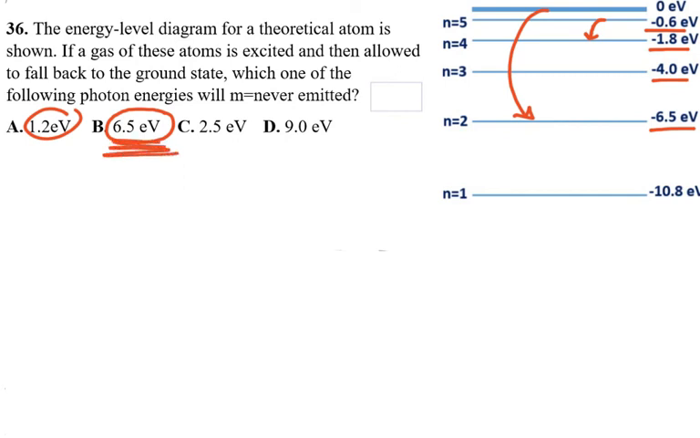So let's look at the other ones. 2.5: if the electron jumped from 4 to 6.5, the energy that would be emitted is 2.5, so that is possible. And for 9, if the electron jumped from 1.8 to 10.8, the photon emitted would be 9, so that is possible. So the only one that is not possible is 6.5, because the electron wouldn't be on one of the excited levels of the atom. It would be an already ionized electron.